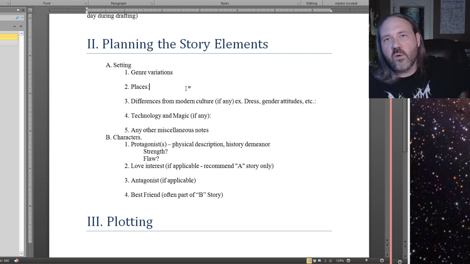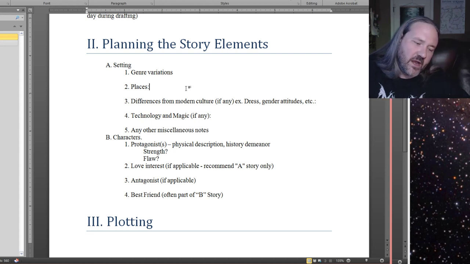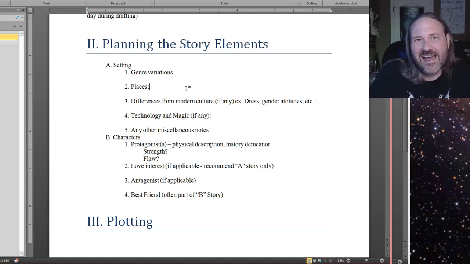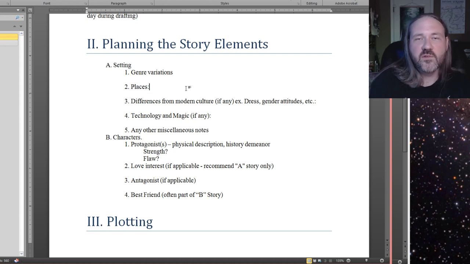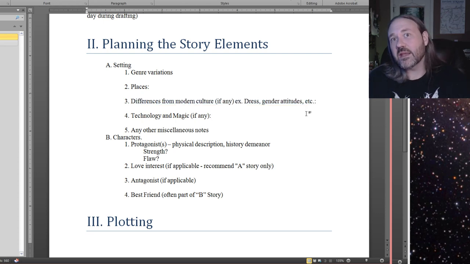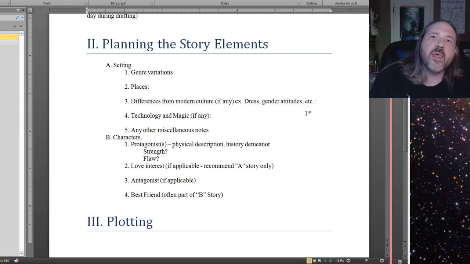Places, this is where the story takes place. If you're writing a thriller and it takes place in Dallas, Texas, you'd write Dallas, Texas. You'd write any places that you're going to travel to during the course of the story, because if people are moving to different cities, you're going to write those down. You're going to write any differences from modern culture, if any. If you're writing it in our world, you don't really need to write that down.